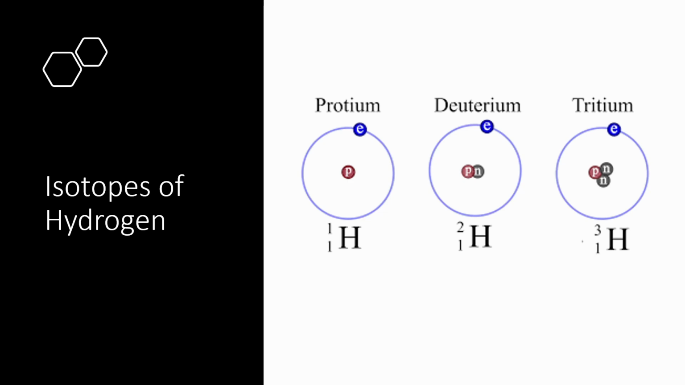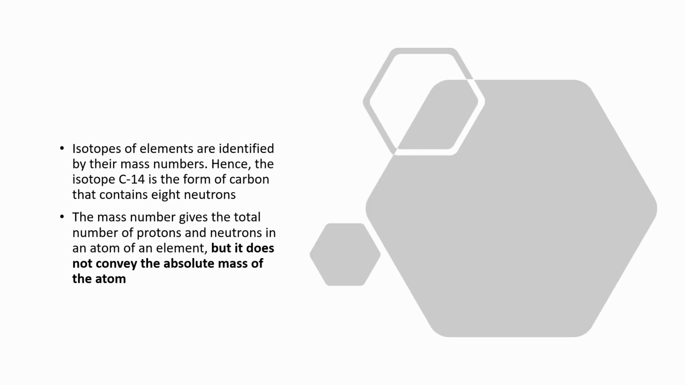Remember that the number of protons will never change. Since the atomic number of hydrogen is 1, the proton will always be 1, and the electrons will also be 1 always. Isotopes of elements are identified by their mass numbers. Hence, isotope C14 is the form of carbon that contains 8 neutrons.